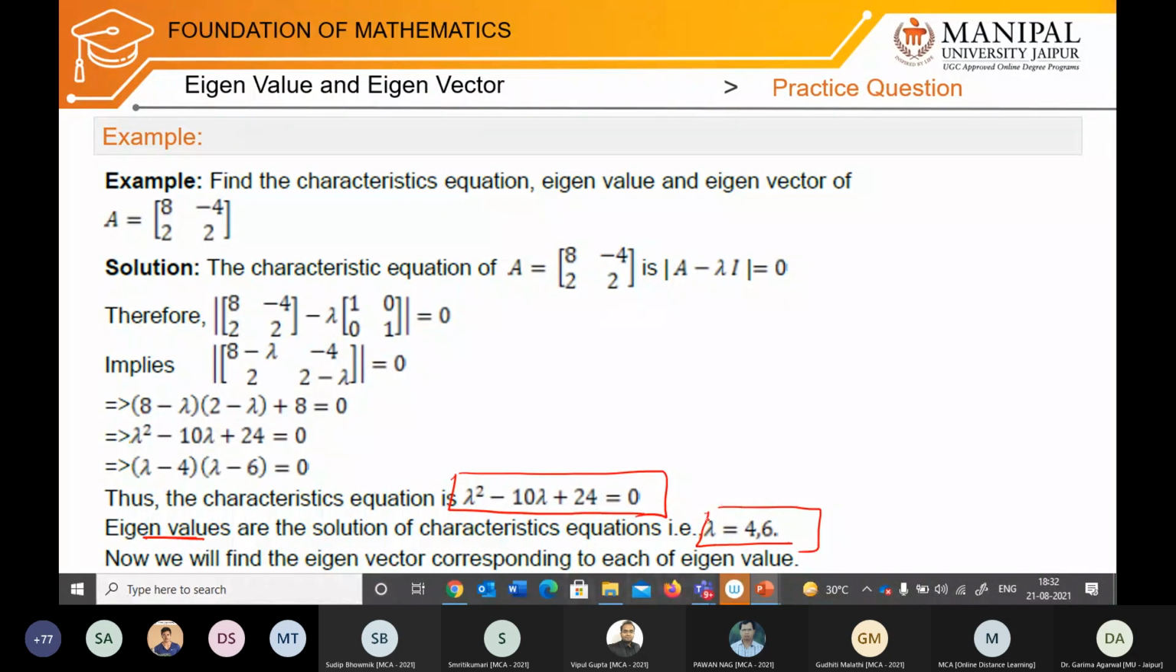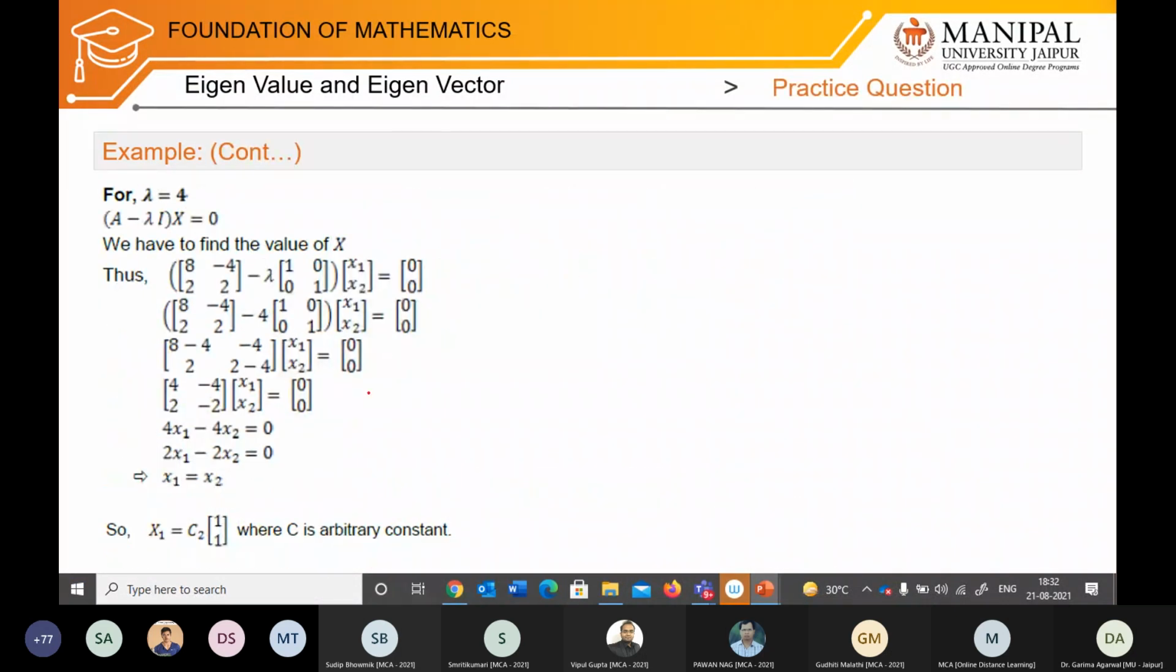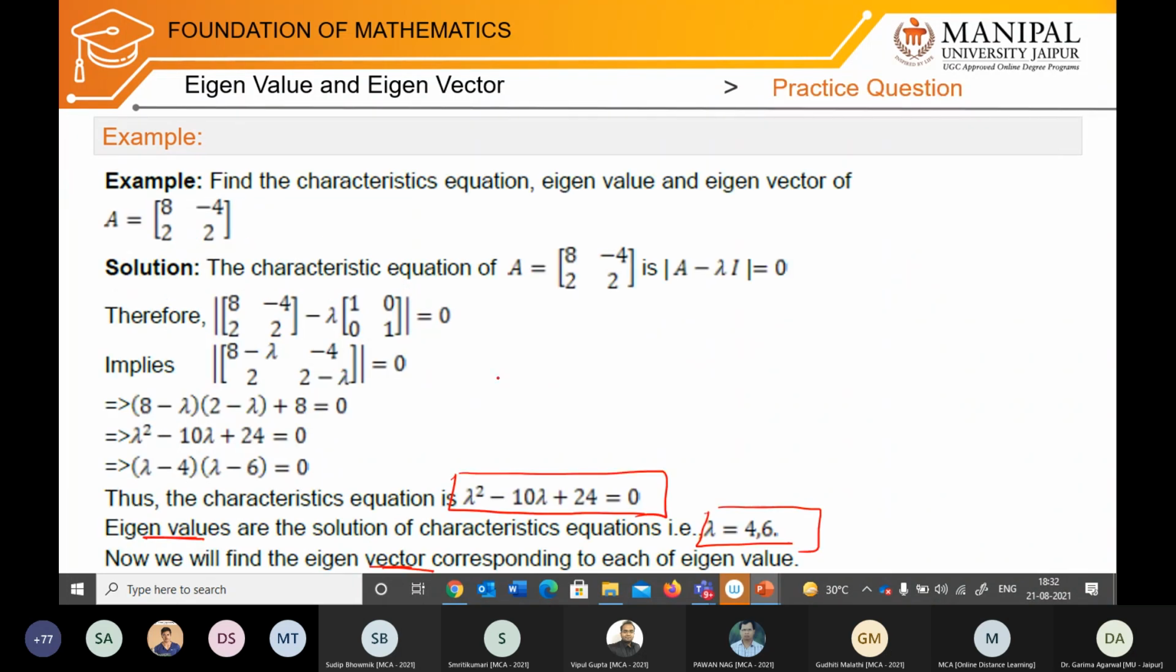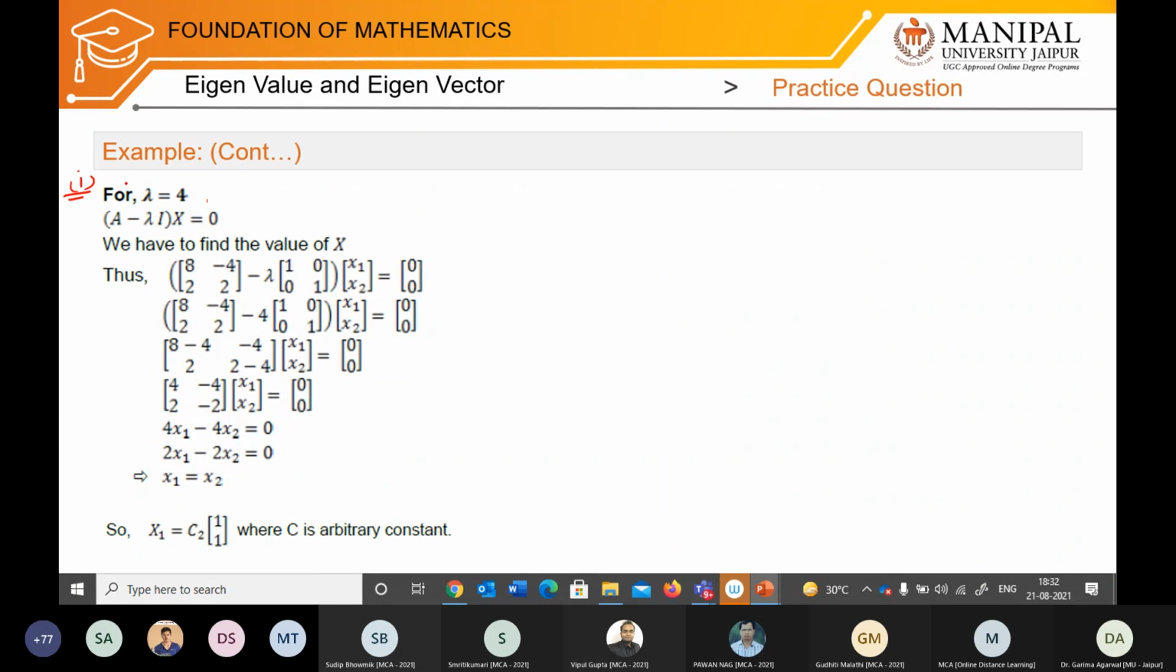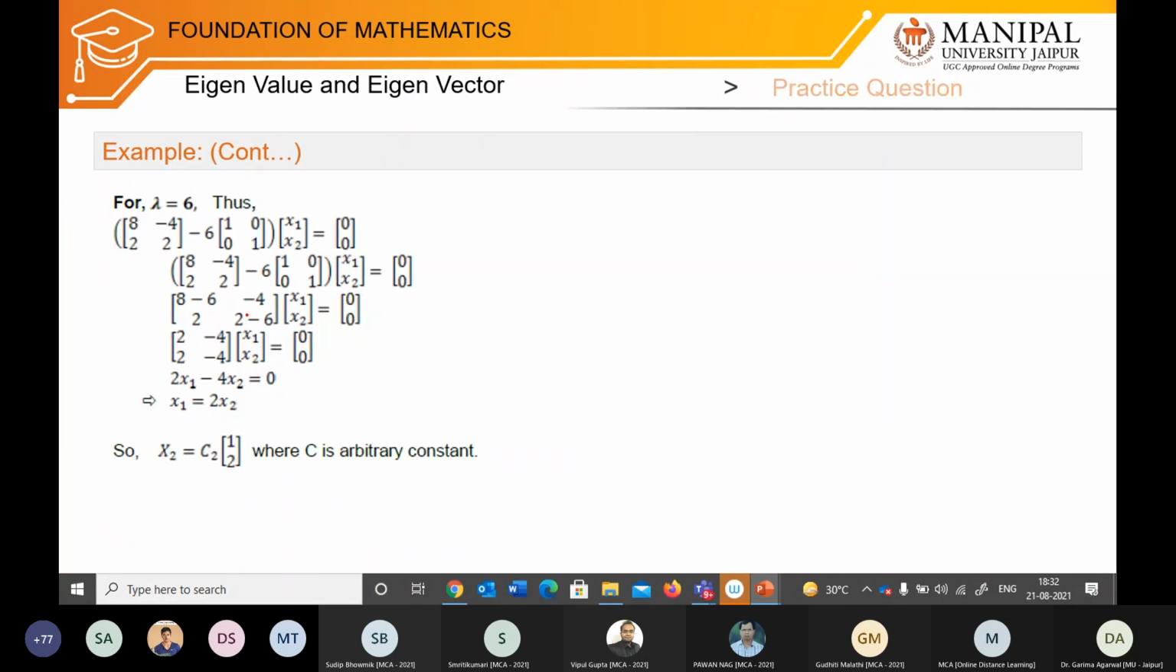Corresponding to each eigenvalue, we can find the eigenvectors. How can we find the eigenvector? For the first case, let's say lambda is 4. We get two values of lambda now, 4 and 6. So just consider any one value, lambda equals 4. Substitute lambda equals 4 in the characteristic equation, right? So lambda equals 4.